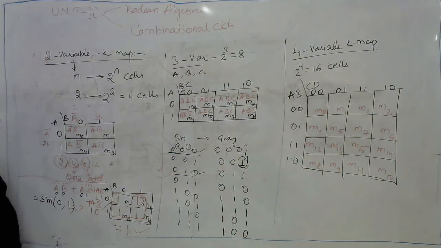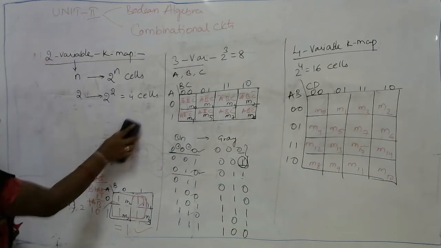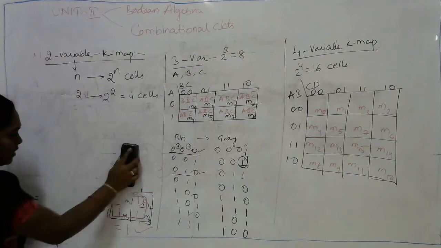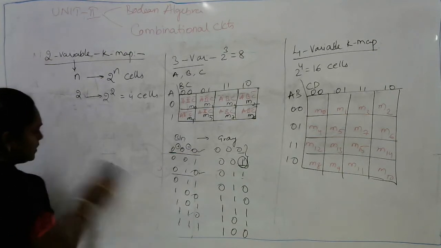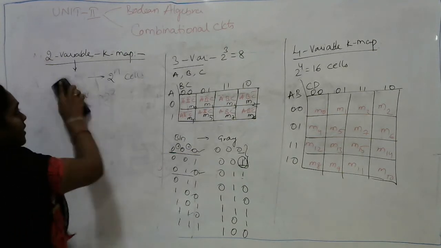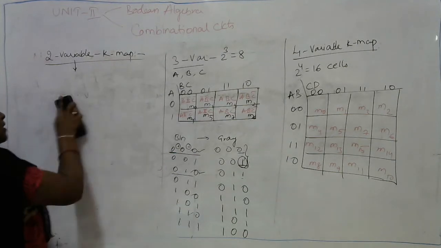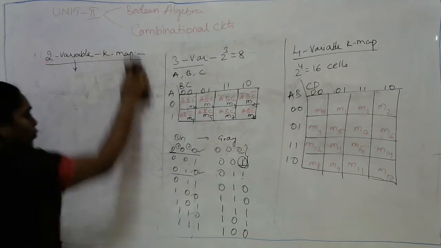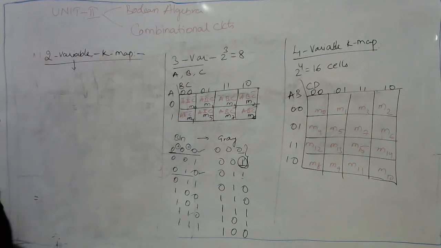So this is how to perform the simplification operation using the k-map method. Similarly, let me check how to perform the simplification operation now for the 3 variable. Till now we have discussed how to perform the simplification operation for a 2 variable k-map. Now I am doing the simplification operation for the 3 variable k-map.